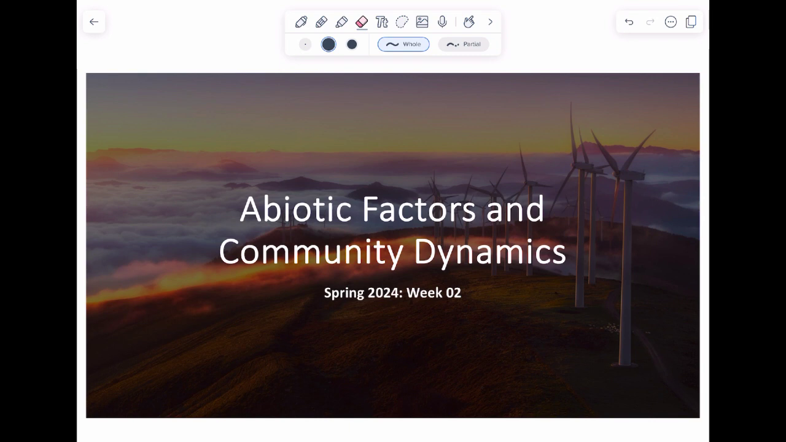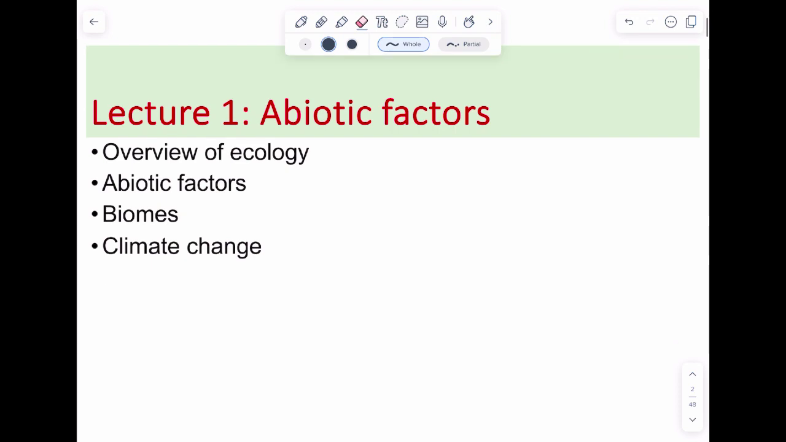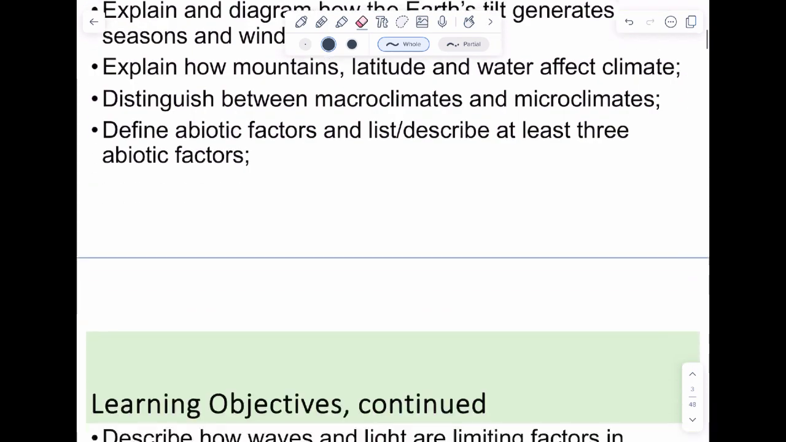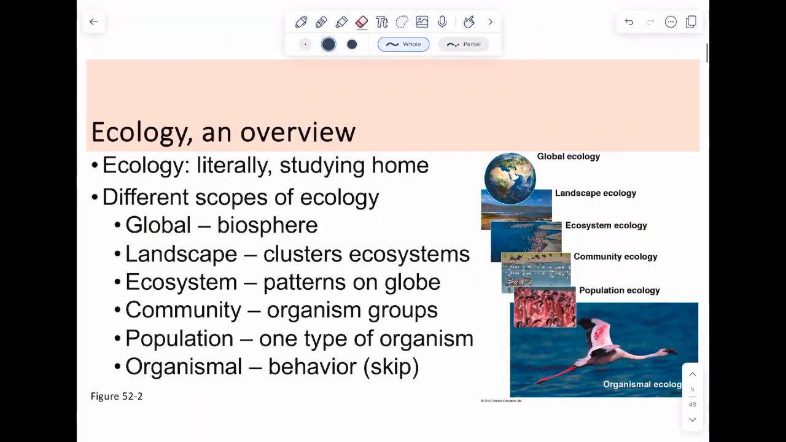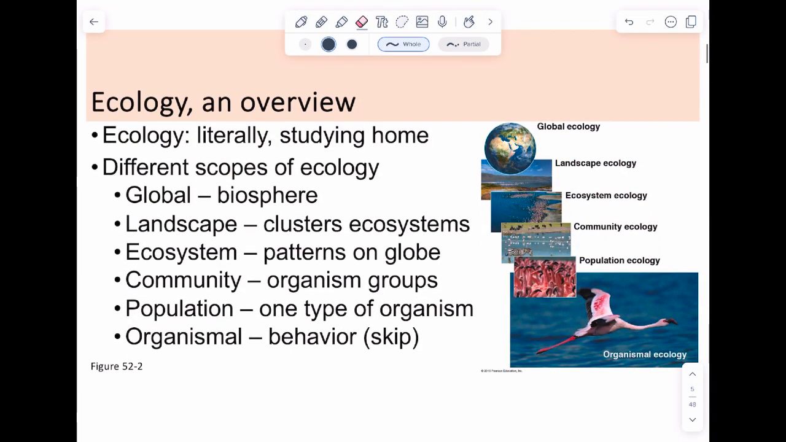So today we're going to deal with the abiotic factors. We're not going to look at community dynamics. So it's actually relatively straightforward, which is kind of nice. We have a whole bunch of objectives that's going to show up on the first test.